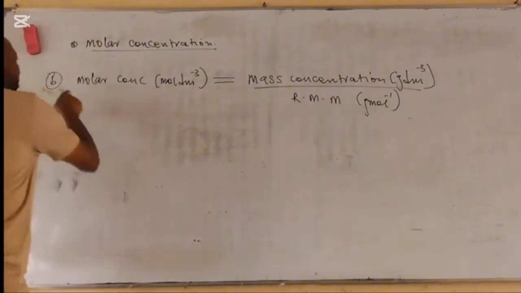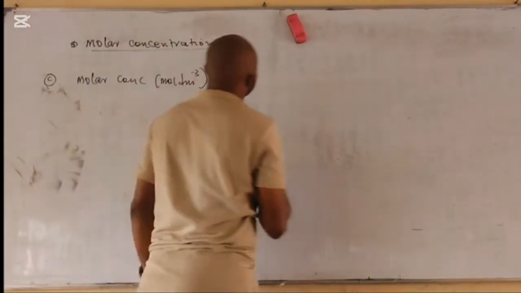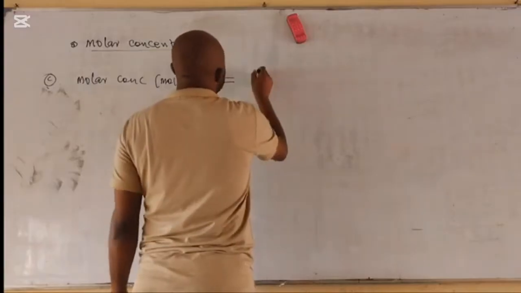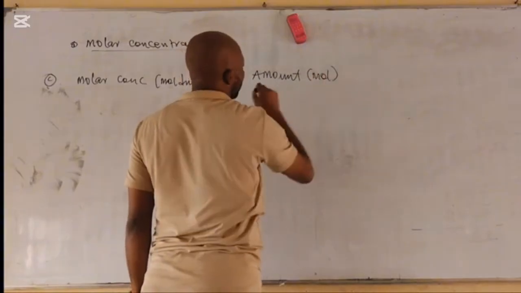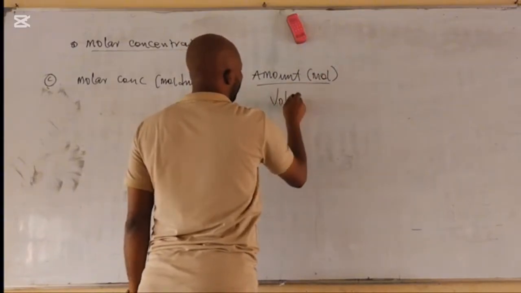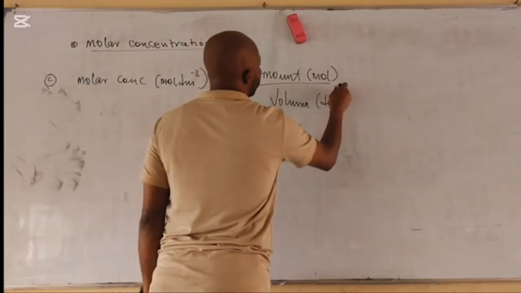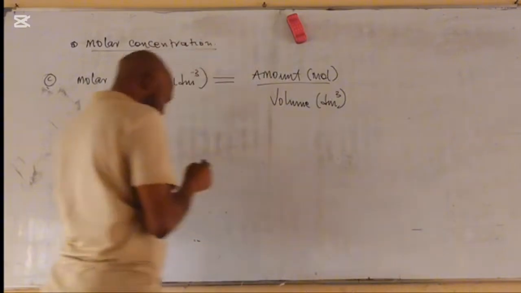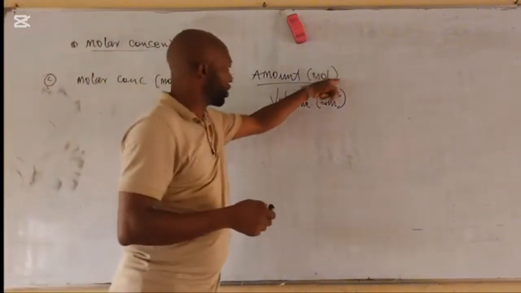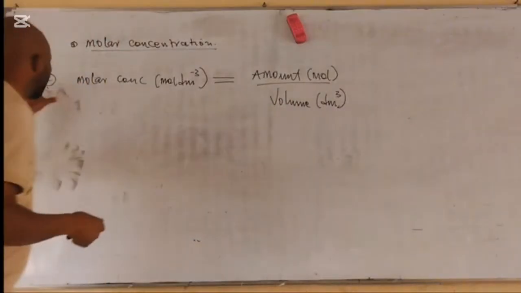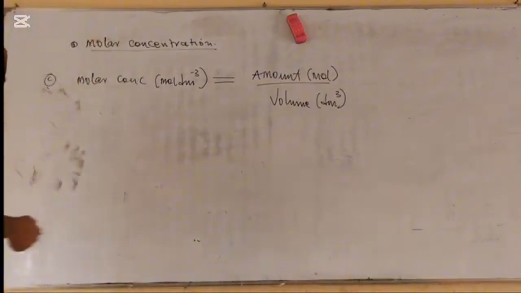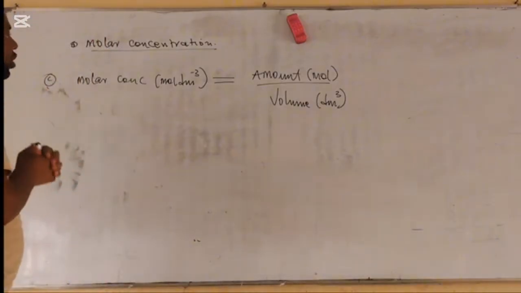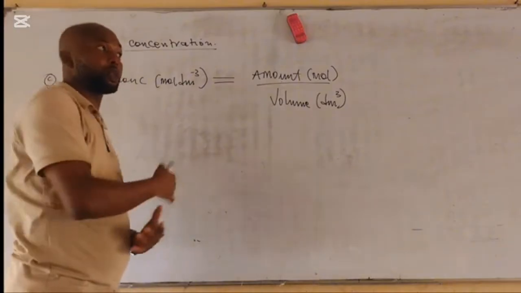So let's look at the third formula for molar concentration. This is C, the molar concentration, equals amount in mole over volume in dm cube. So this is mole per dm cube for the third formula for molar concentration. Now, we're done with the various formulas which we can use to deduce the molar concentration.